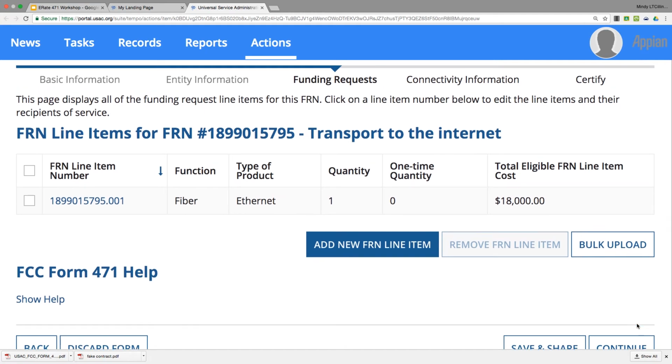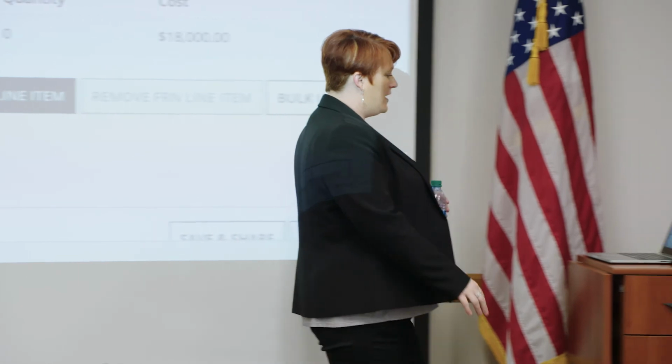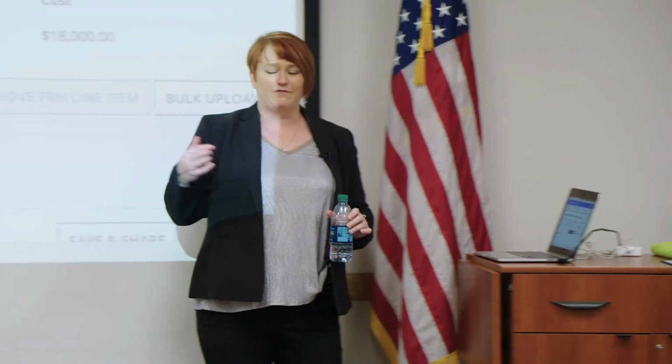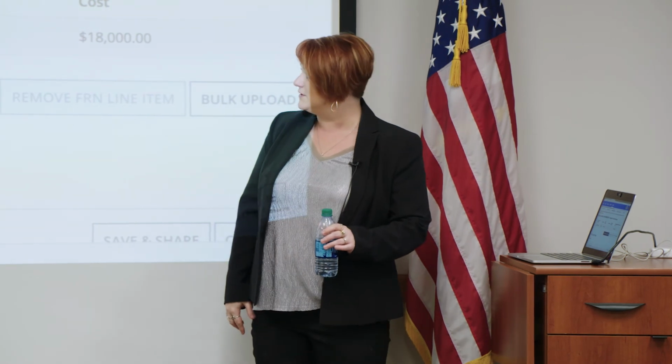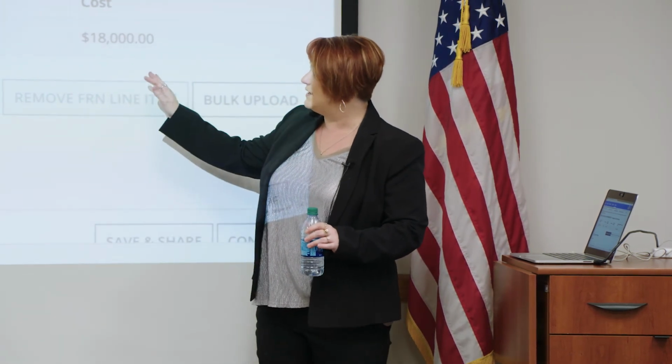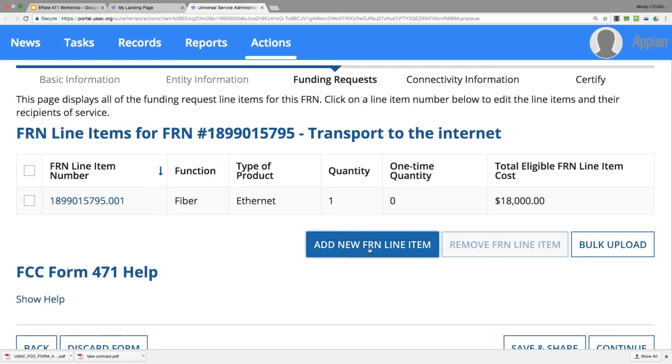I know this is my line item detail because of the decimal. So in order to edit line item details, you have to click on the number to get in. In order to edit FRNs, you have to click the box in front and then say edit FRN. So it gets a little tricky. This is my Ethernet line of just this connection. This is the only line that I have from here.